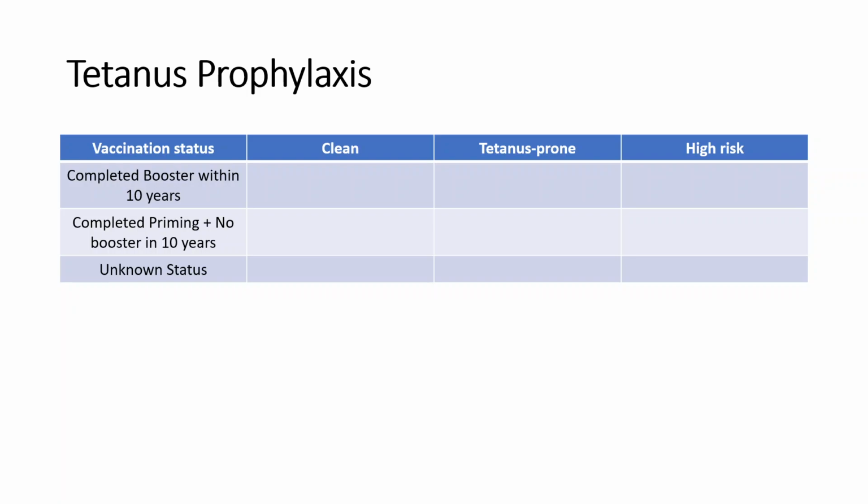Now, for this person that is fully protected, completed boosters within 10 years, even with the highest risk wound, we are going to reassure. Whereas for those who have completed the priming but have not started the booster, or the booster has expired, you give vaccination. That's if it's a tetanus prone wound. We are starting here because it will be easy. Just follow along. And for somebody with unknown status, from the word go, even if it's the cleanest of all wounds, you're going to vaccinate this person.